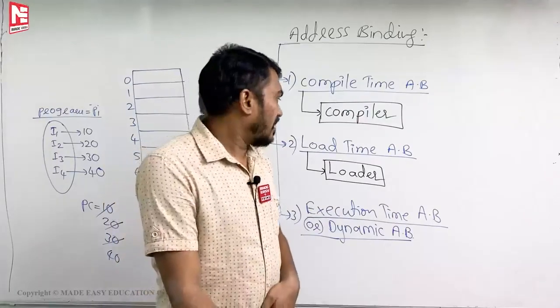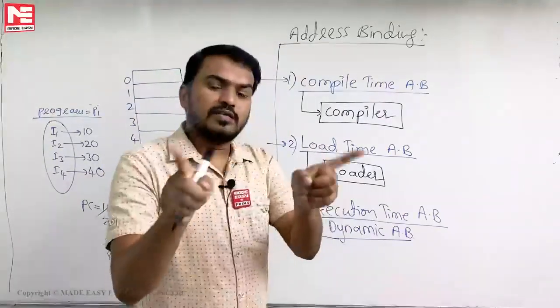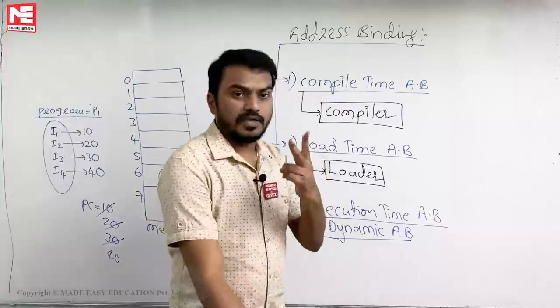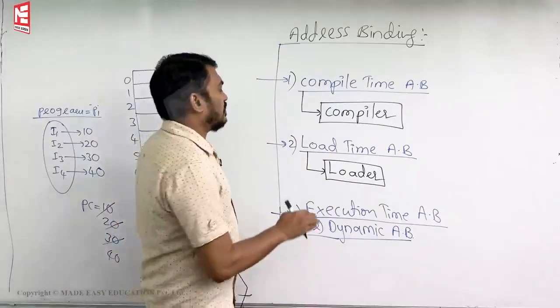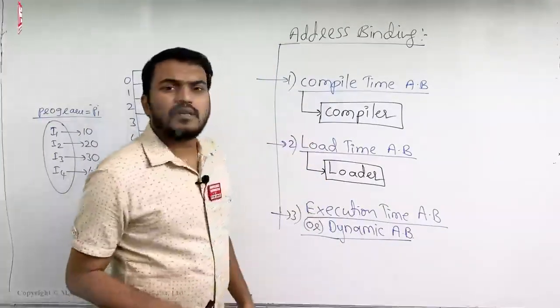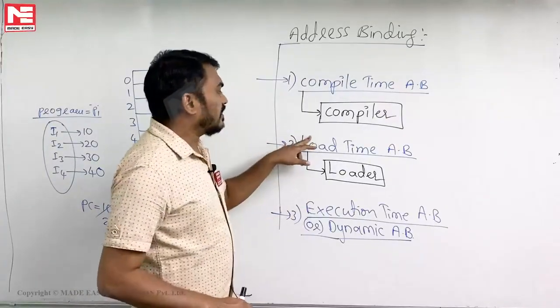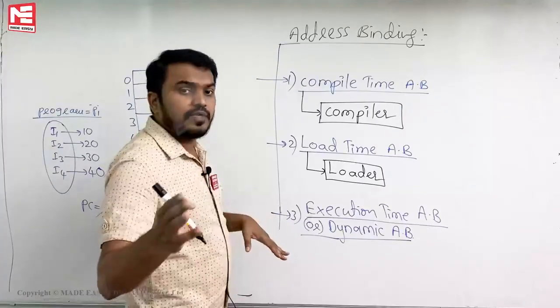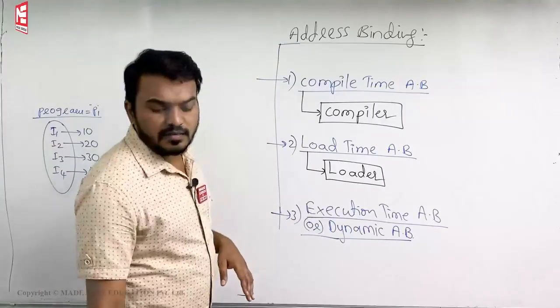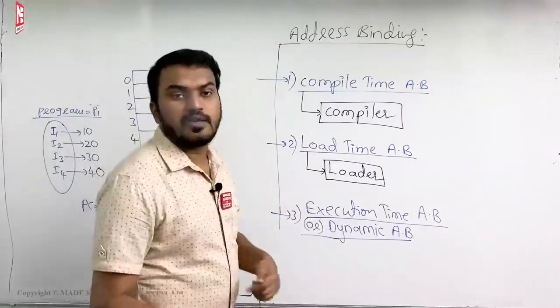Load time address binding will be done by the operating system memory manager. So write in braces: loader. Only 2 points. Understand here, I am repeating again. Load time address binding, this will be done when? After loading the program into memory. Is that clear? So load time address binding will be done after loading the program into memory, and who will do that? The operating system memory manager. So that is what? Loader. Loader is responsible for this.